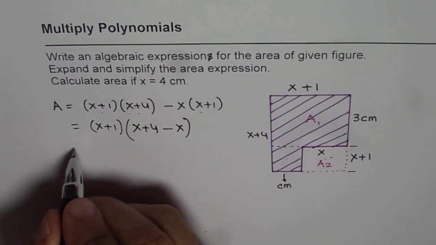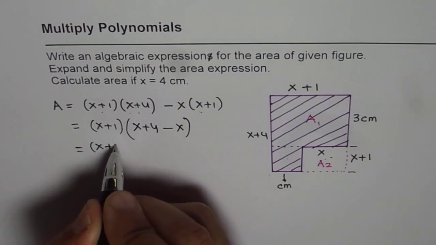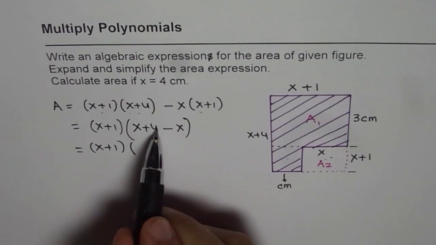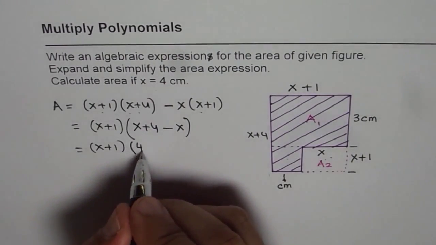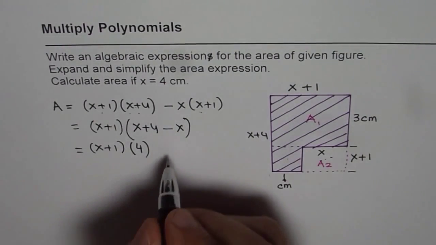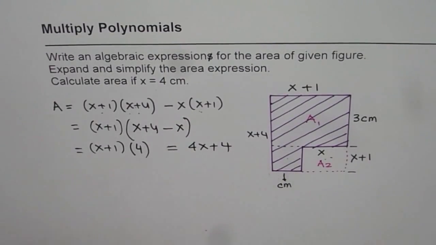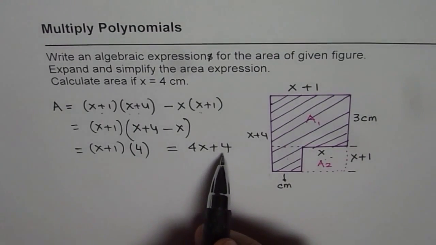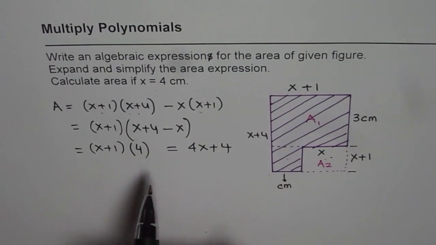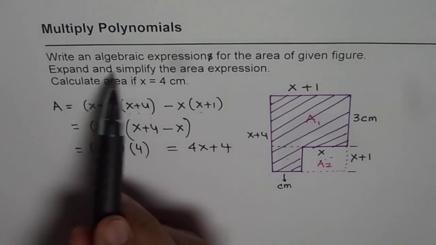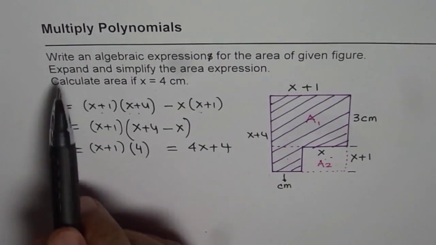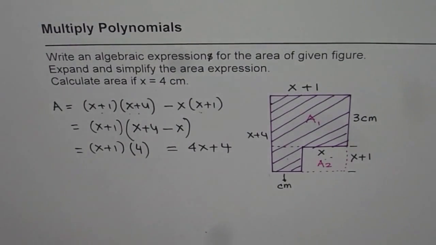Now let's solve it. We get x plus 1 times x plus 4 minus x, which is the number 4, and this will give us 4x plus 4. So that becomes the area in the simplified form. So we have done expand and simplify the area expression.